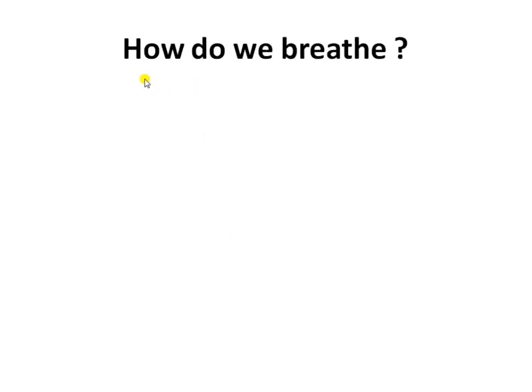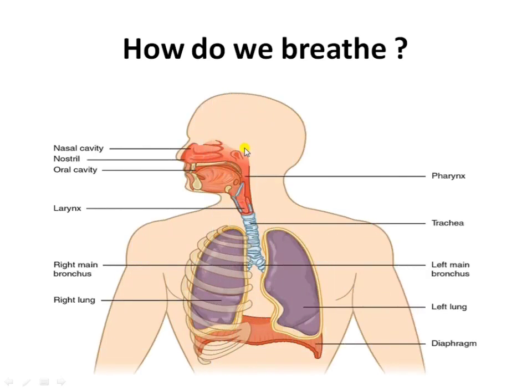Next is, how do we breathe? This is the breathing process, or we can say the respiratory organs in the human body. As you can see, the first part is the nasal cavity, second is the nostril. This is the oral cavity. From here your food goes down into your esophagus, then the pharynx, this is the larynx, here is the trachea through which air passes, this is the right main bronchus, this is the left main bronchus, this is the right lung, this is the left lung, and this is the diaphragm.